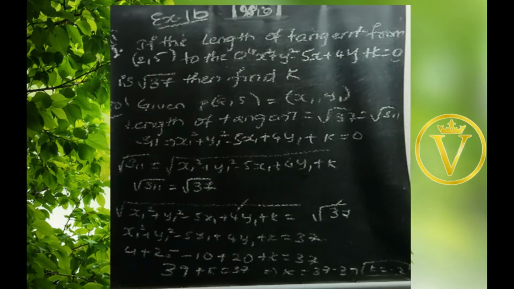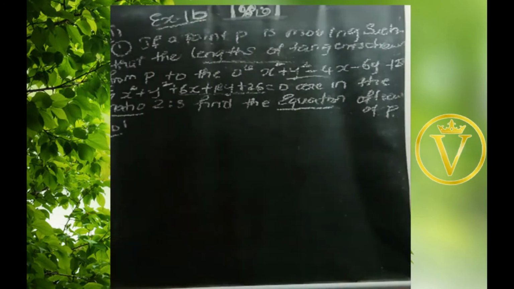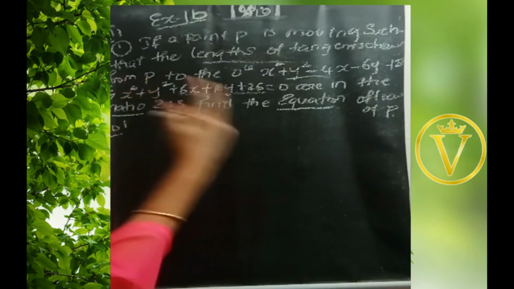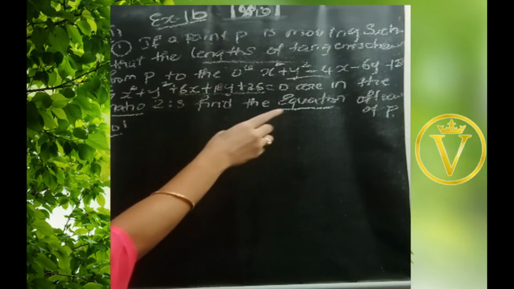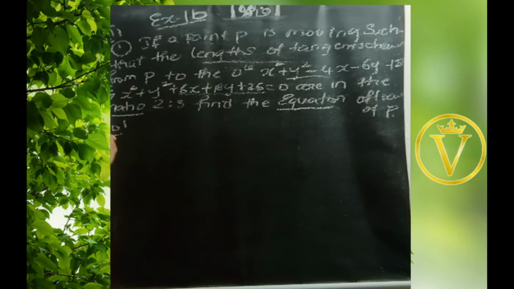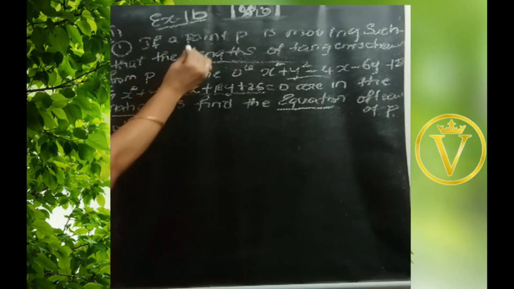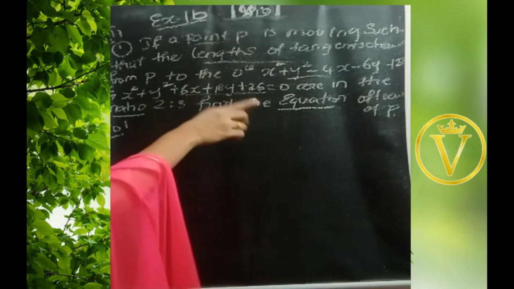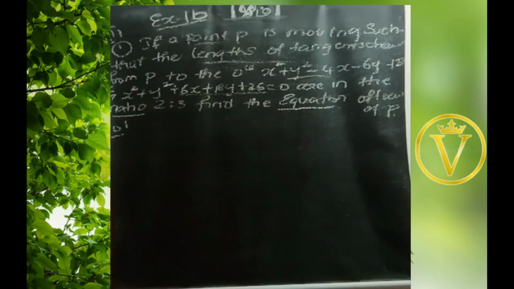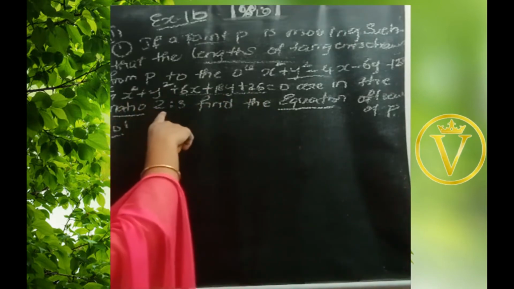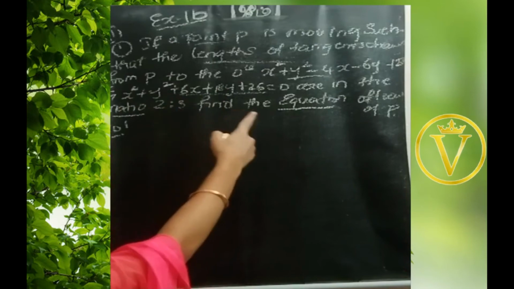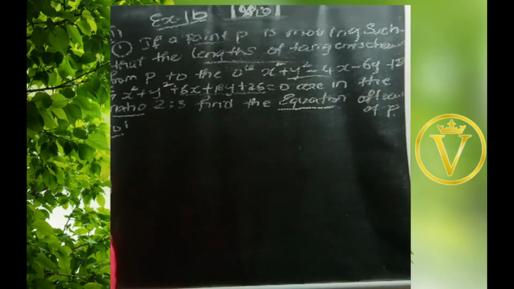Now we'll go for another problem, that is the third Roman. This is another question, third Roman first one. If a point P is moving such that the lengths of the tangents drawn from P to the circles x square plus y square minus 4x minus 6y minus 12 equals 0, and x square plus y square plus 6x plus 18y plus 26 equals 0, are in the ratio 2:3, we have to find the equation of the locus of P.